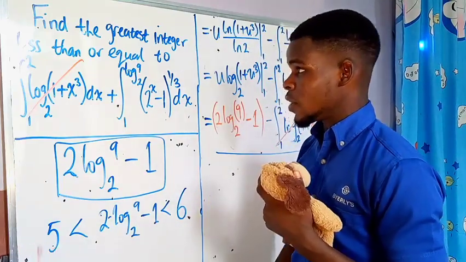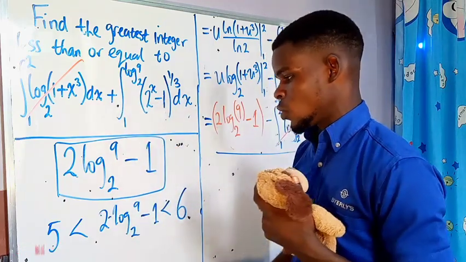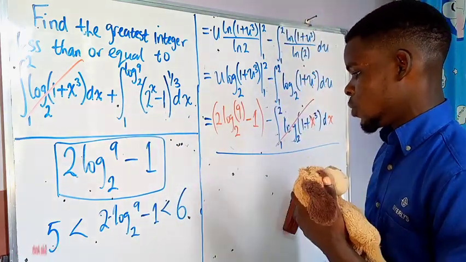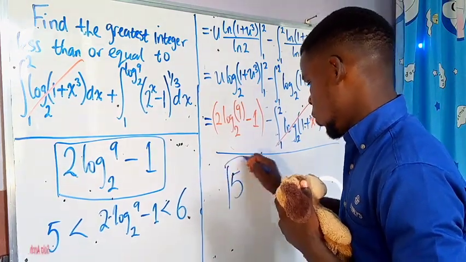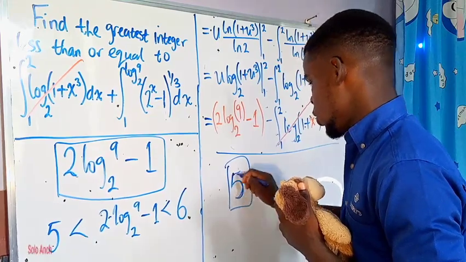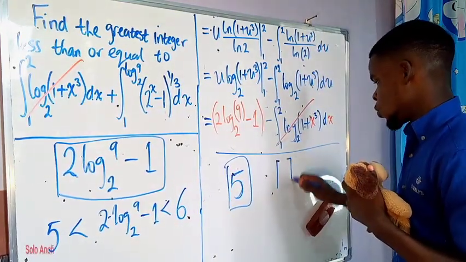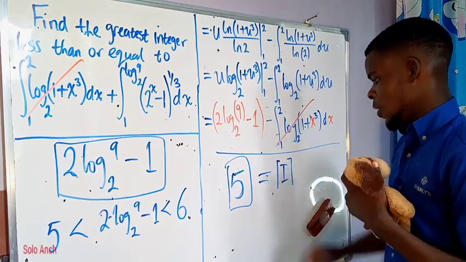So that is to say the greatest integer less than or equal to the sum of these two integrals will be 5. Because for it to be 5 point something, the greatest integer will be like truncating the number and giving us just the whole number, which is just 5, right? So this right here is the greatest integer, which we denote like this, of the sum of those two integrals, to be 5, right?